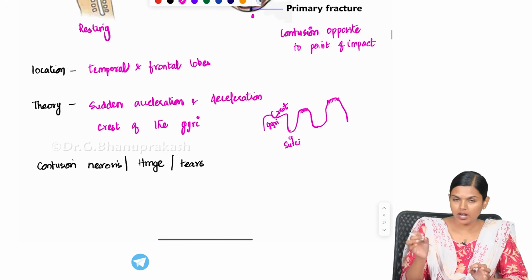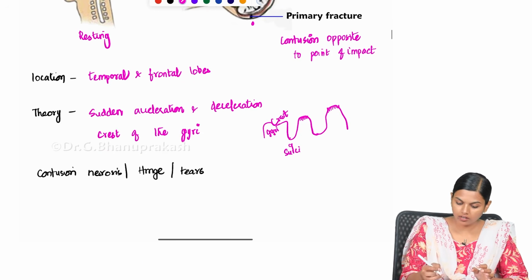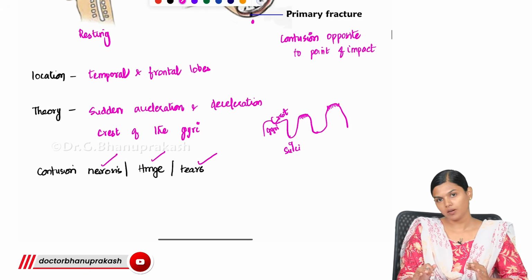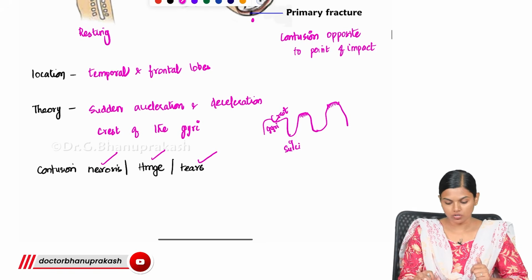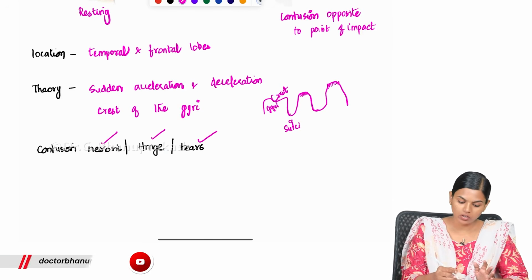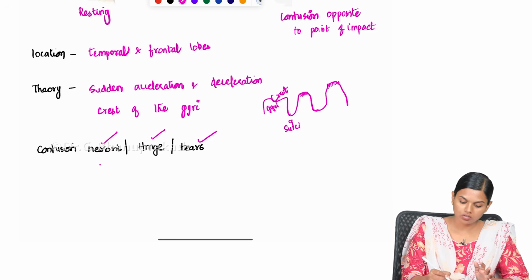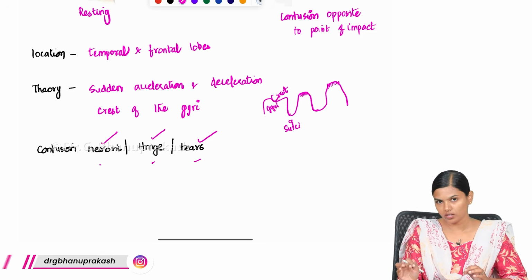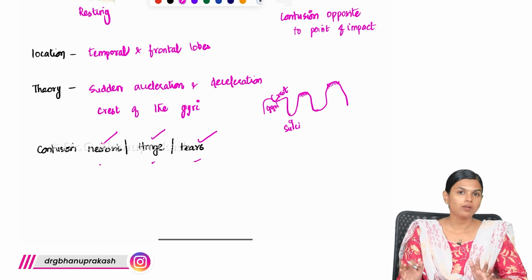And these contused areas can tear, or there can be hemorrhage, or they can become necrosed. So all these are sequelae of this contusion. When this contusion keeps on happening chronically, you will be seeing necrosis or hemorrhage or tears. The brain tissue will undergo all these changes. So this is the main brain injury that you will be seeing in trauma.